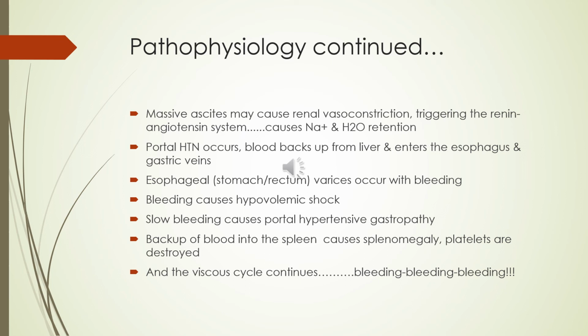Portal hypertension occurs and the blood backs up from the liver and enters the esophageal and gastric veins. Whether it's in the esophagus, the stomach, or the rectum, it can happen either way. We'll have varices that occur with bleeding. Bleeding can cause hypovolemic shock. We have slow bleeding that causes portal hypertensive gastropathy, and then our stomach's not working properly, and we have a backflow of blood into the spleen, causing splenomegaly. Platelets are destroyed, and then ultimately we have this vicious cycle that continues with bleeding and more bleeding.